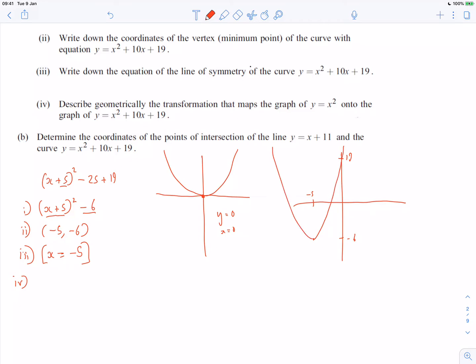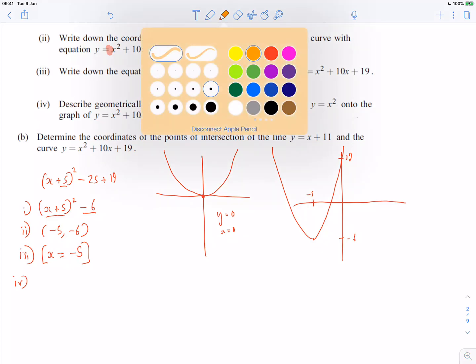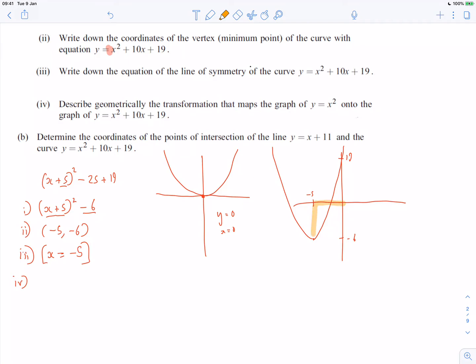So in actual fact, because there's no multiplication going on at the beginning, what's gone on is it's gone left 5 and down 6. So describe geometrically the transformation that maps the graph y equals x squared. Okay, so it's a translation of column vector minus 5, minus 6. And remember, it's a column vector, x y alphabetically. So translation of minus 5, minus 6 means it's gone to the left 5 and down 6.